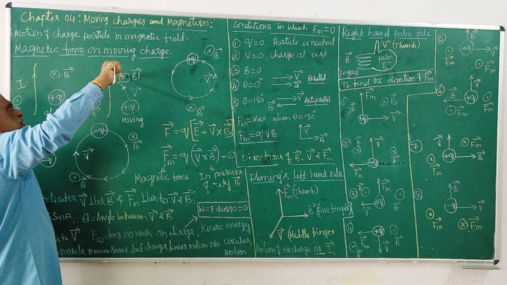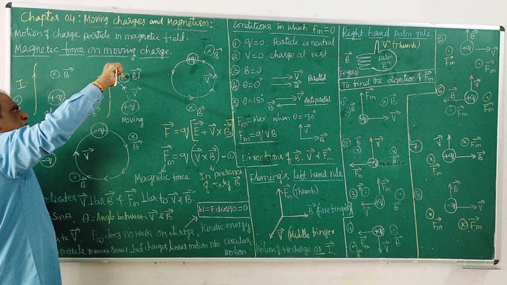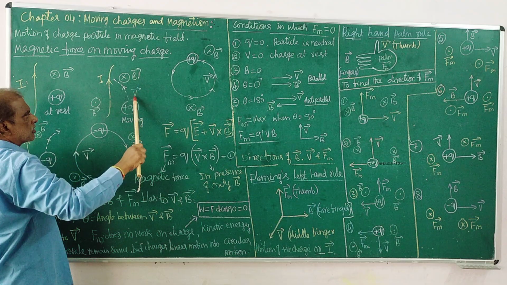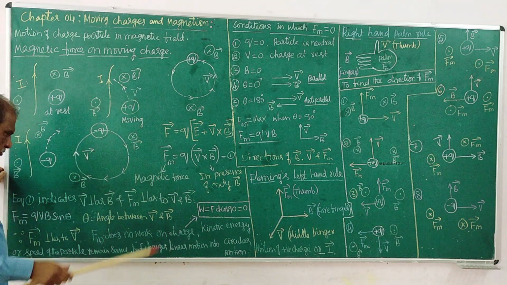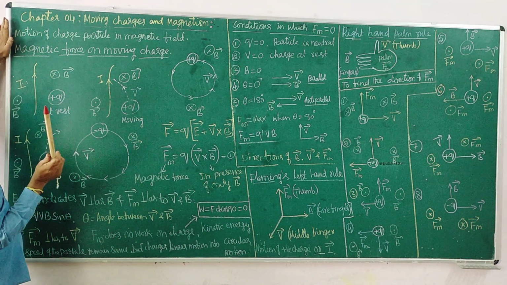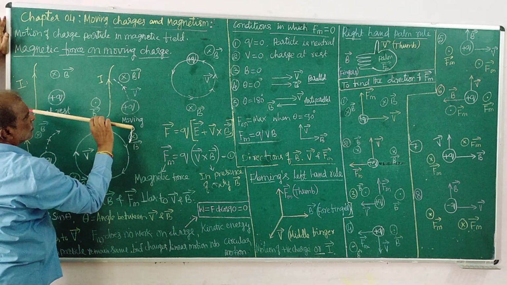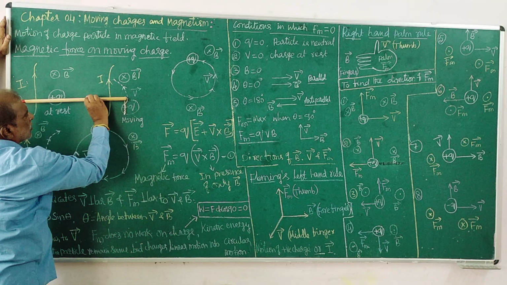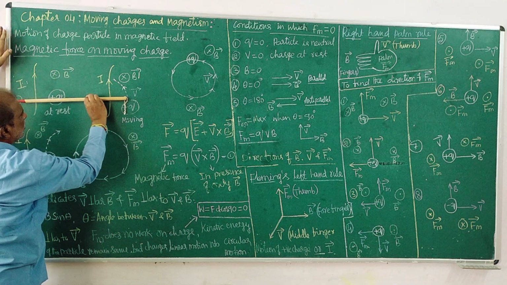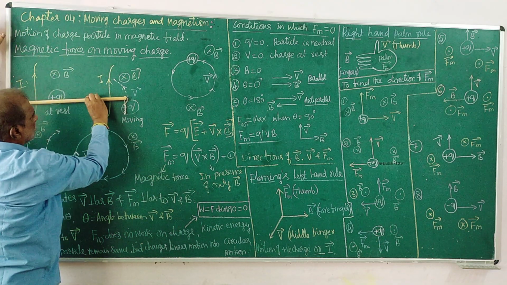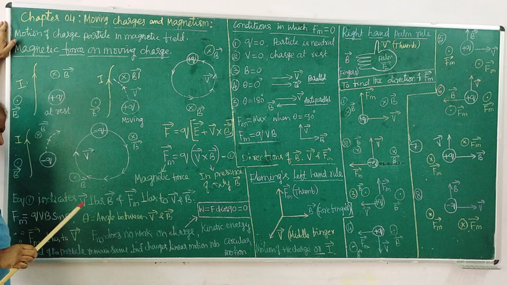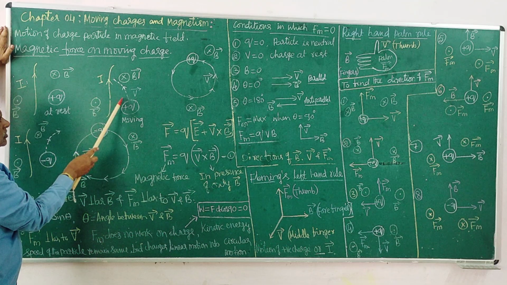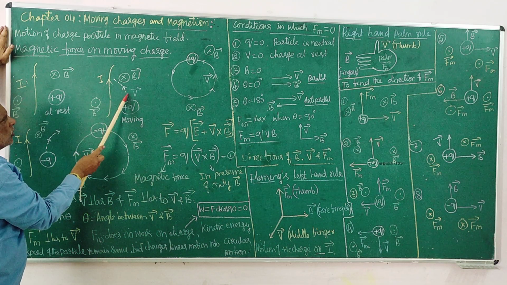And another vector is the field vector. It is an inward vector, perpendicular to the board. It is perpendicular to the velocity vector. This vector and this vector are perpendicular, and the resultant vector must be perpendicular to both of these. What is the resultant vector? The resultant vector is the force vector, perpendicular to the two vectors. This is the direction of the force. Because the force acts in this direction, the charge is pulled towards this side.